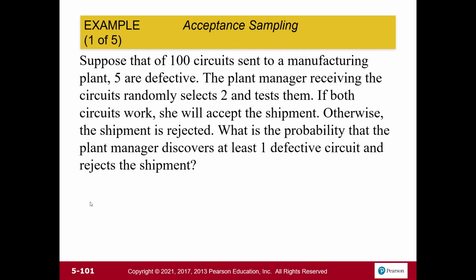Here is another situation. It says, suppose that 100 circuits are sent to a manufacturing plant. Out of those 100, 5 are defective. The plant manager receiving the circuits randomly selects 2 and tests them. If both circuits work, she will accept the shipment. Otherwise, the shipment is rejected. What is the probability that the plant manager discovers at least one defective circuit and rejects the shipment?